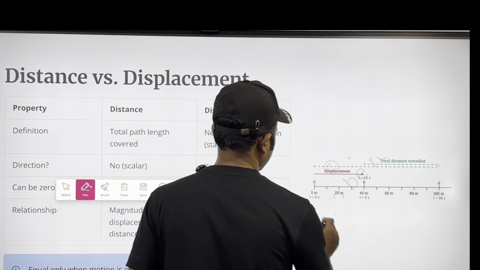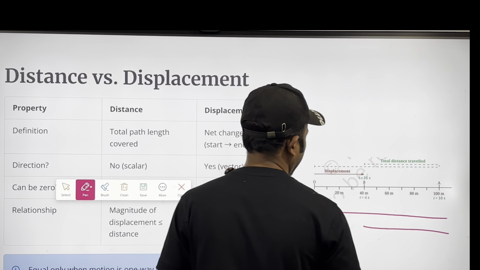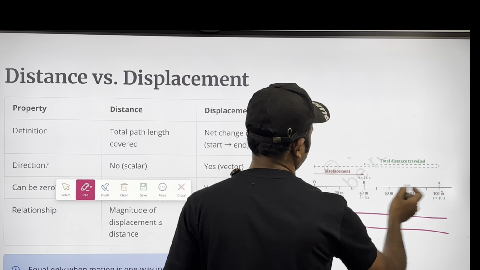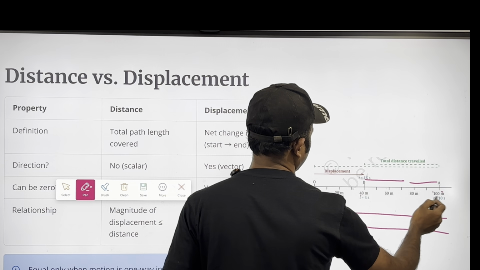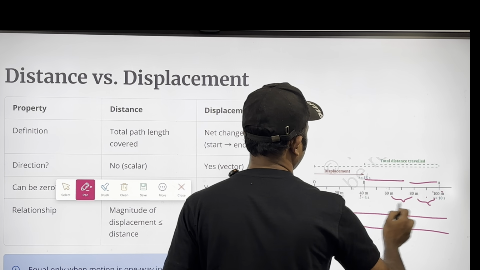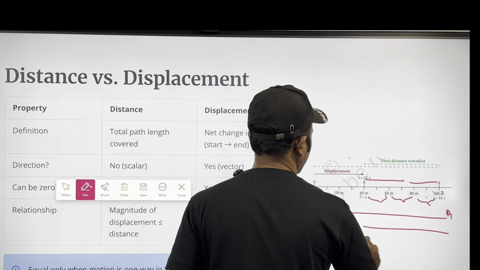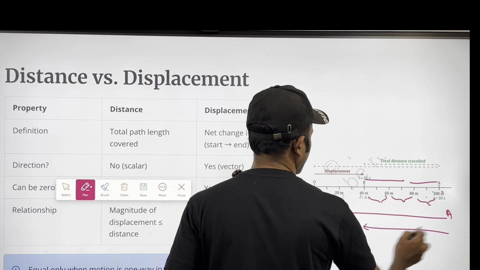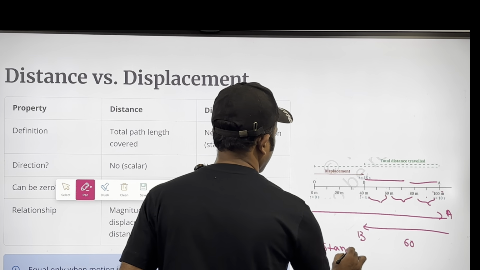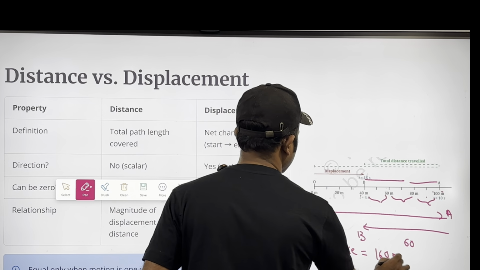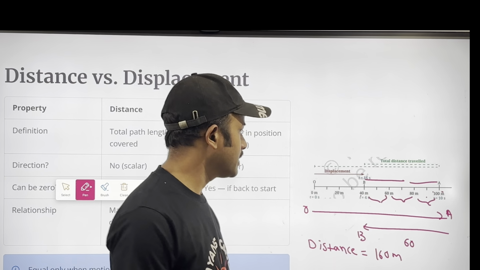Now you see. While considering the distance, you have to consider O to A is 100. A to B, how much is it? A to B is 100 to 40. This is 20, this is 20, this is 20, so 60 meters. Okay, so O to A is 100 meter. Again, A to B is up to here, 60 meter. So the total distance covered by the object is 160. So distance equals 160 meter, right?